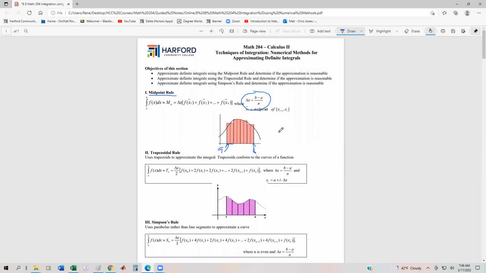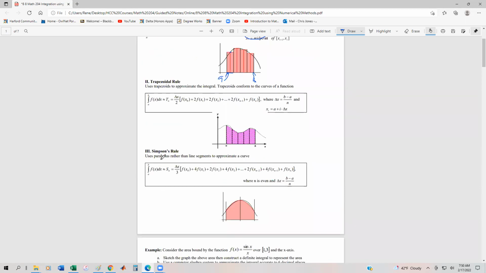So let's take a look at a couple examples of working with the midpoint rule. Then in the next video, we'll look at the trapezoidal rule. I'll give an overview of it and then define a couple example problems. And then Simpson's rule, same thing.